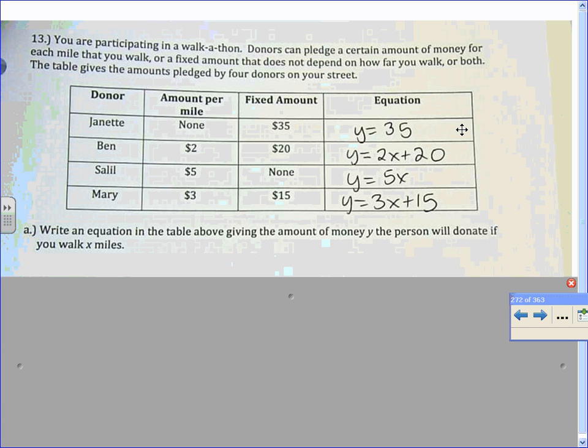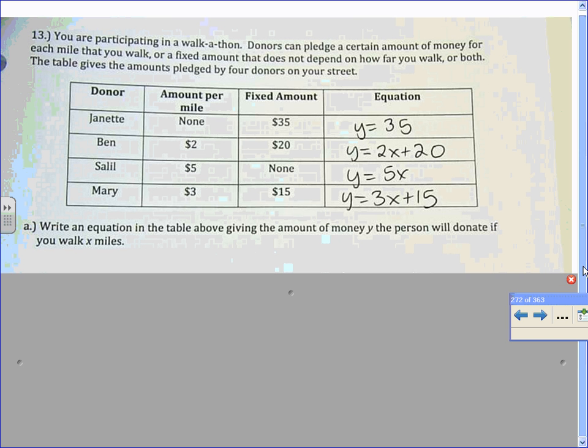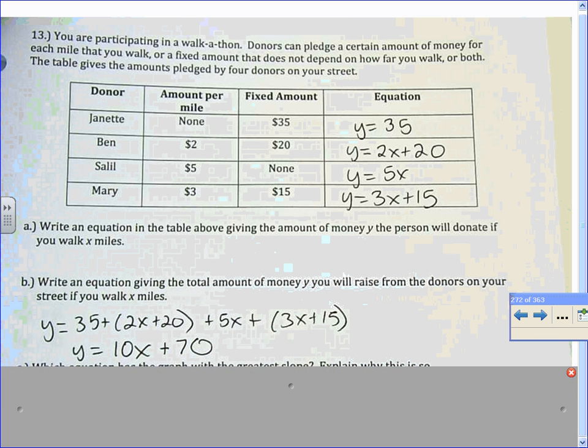Awesome. Did you get that completely on your own? Yep. Tell me how you did that. Well, you would add up all the x's, which is 2 plus 5 plus 3, and then all the fixed amounts, which is 35 plus 20 plus 15. Good job. I don't think it's hard, but some people thought it was confusing. So I'm just excited that you got that. And you read carefully and you knew what to do. And anyone else that got it, I'm proud of you.